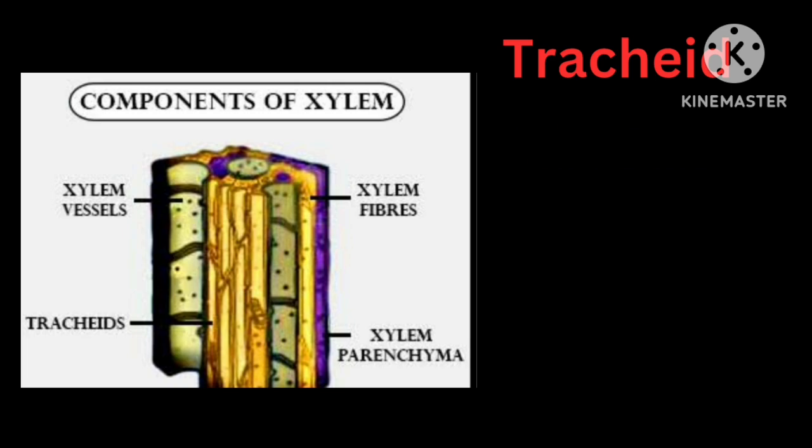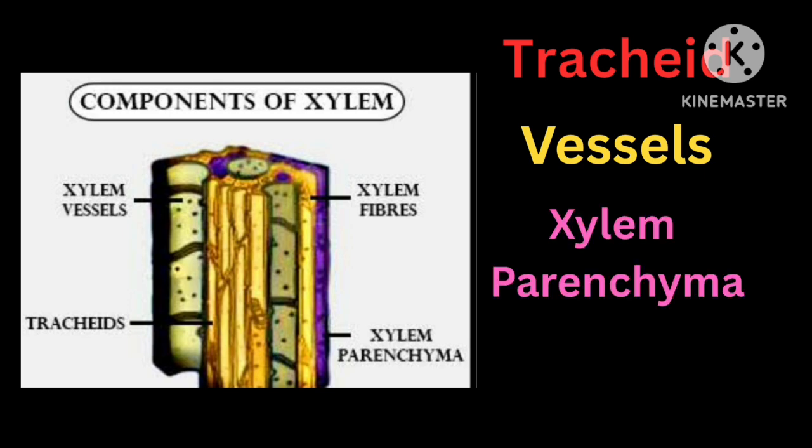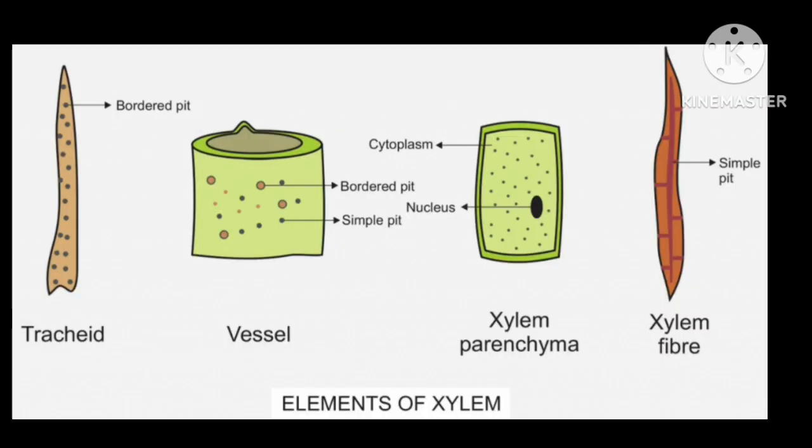So what are the components of xylem? There are four components of xylem. First is trachea, second is vessel, it is also called trachea. The third one is xylem parenchyma and the fourth one is fiber. Now we discuss the structure of the xylem parts in detail. So we discuss the first part of xylem, which is trachea.